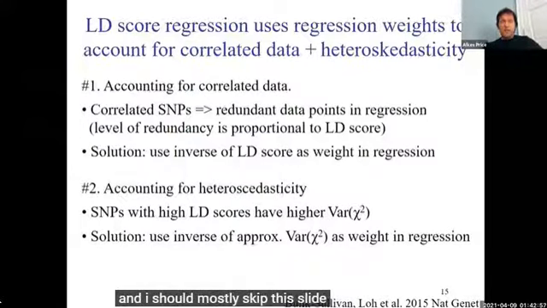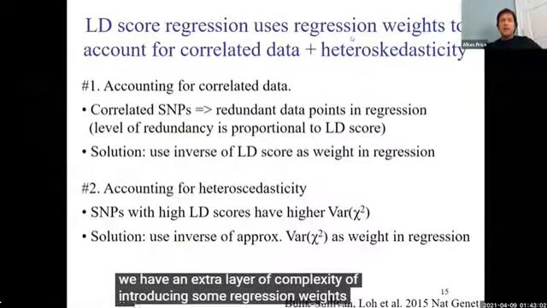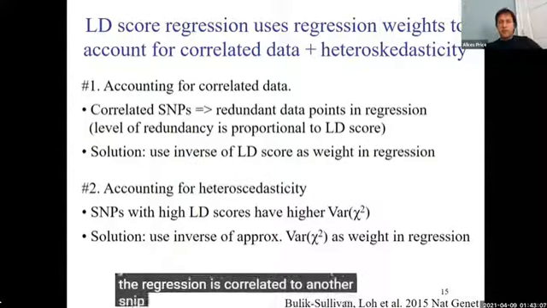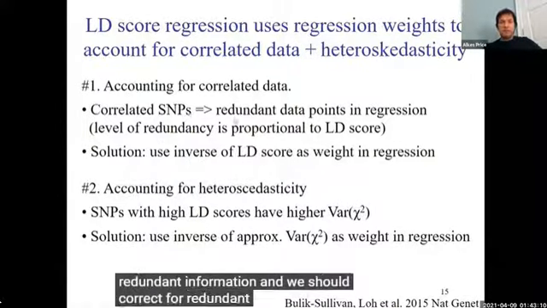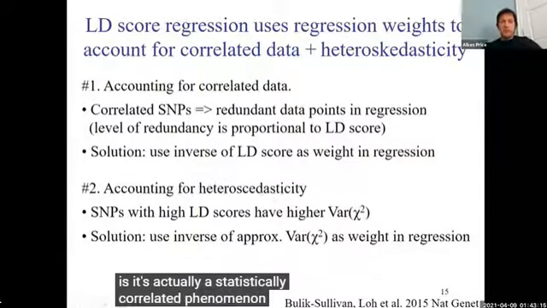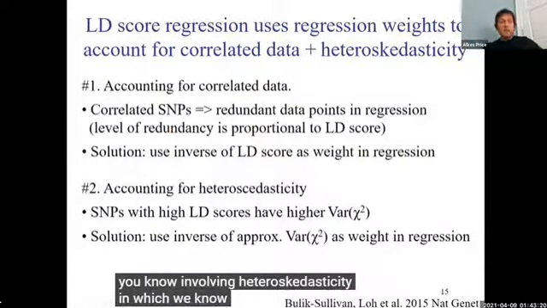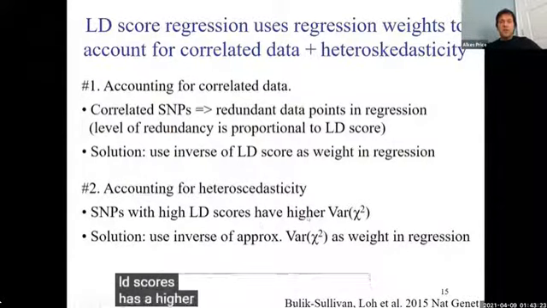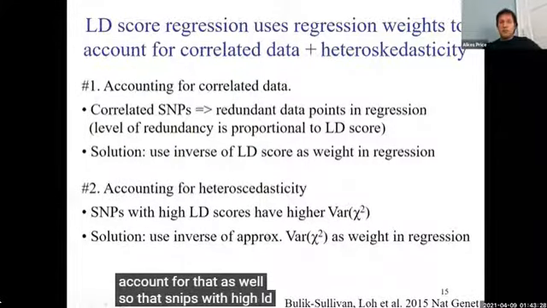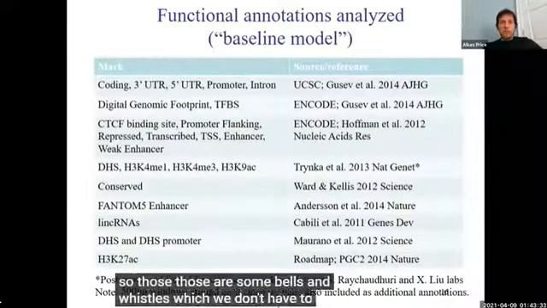I should mostly skip this slide, other than to say that we have an extra layer of complexity of introducing some regression weights to account for the fact that you have correlated data. If one SNP in the regression is correlated to another SNP in the regression, then that's redundant information, and we should correct for it. There's a different phenomenon, fundamentally different, involving heteroscedasticity, in which we know that a SNP with higher LD scores has a higher mean and also variance on its chi-squared, and we should account for that as well, so that SNPs with high LD scores don't totally dominate the output of the regression. So those are some bells and whistles which we don't have to go over in detail.